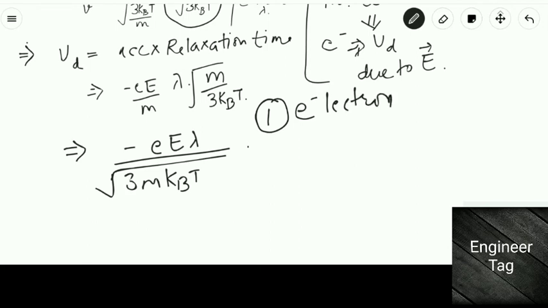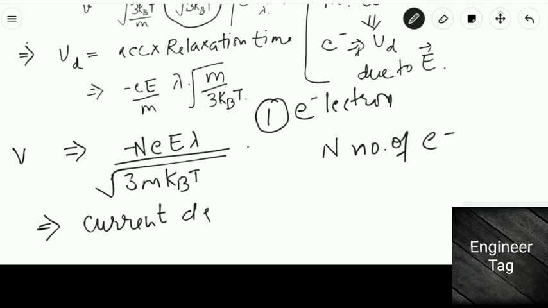But in the sample we have n number of electrons, so total drift velocity will be n times. So we define a quantity that is your current density, which we have already discussed in semiconductors. Current density is defined as the charge flowing per unit area per unit time. That is, it will be minus n e vd. Here we introduce n: minus n times charge into velocity of single electron.